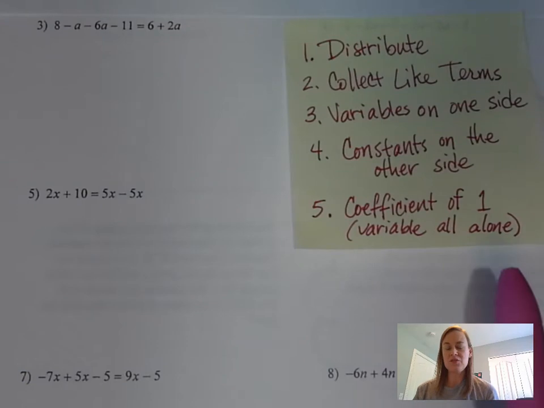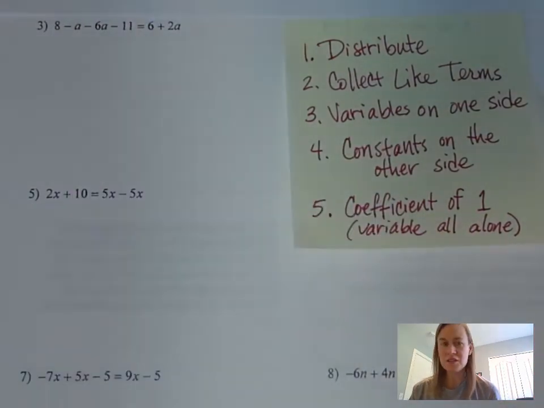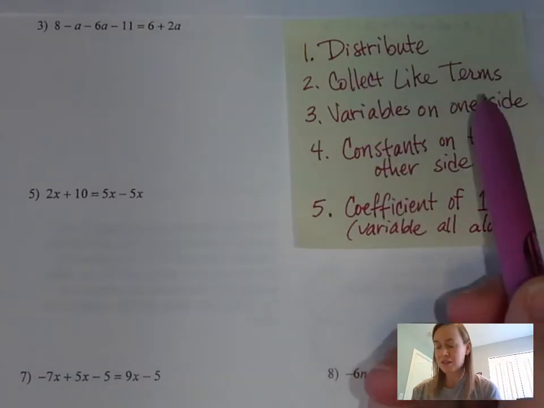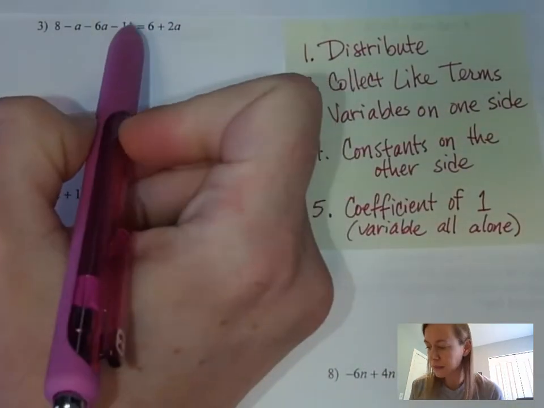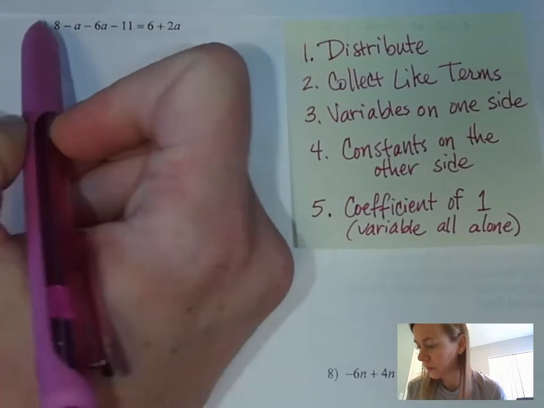So step 1 is distribute. Now, do we have anything to distribute here? Nope. Let's go to step 2. Collect like terms. Okay, so let's work on the left-hand side of the equal sign.